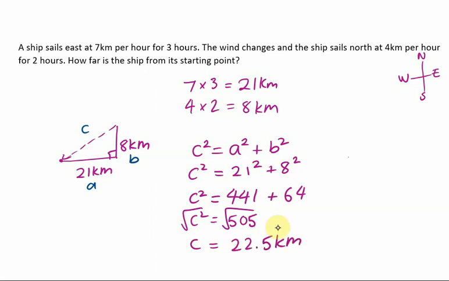And so we'd write a conclusion. Therefore, the ship is 22.5 kilometres from its starting point.